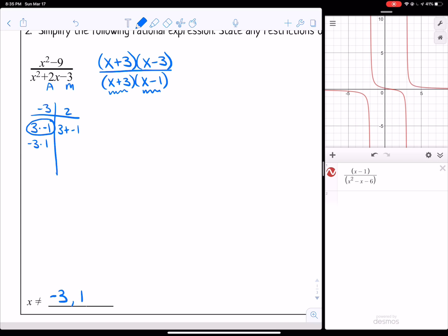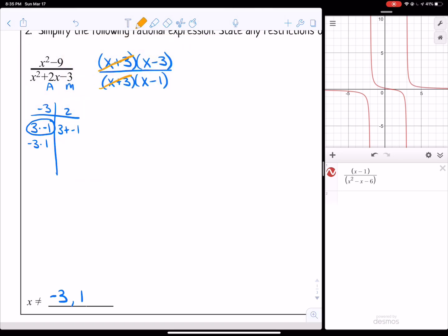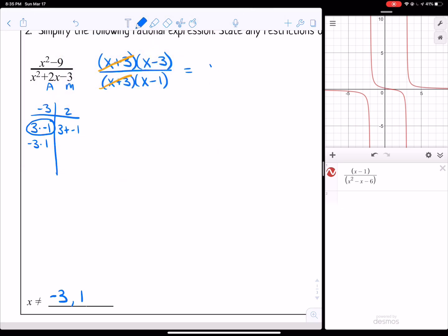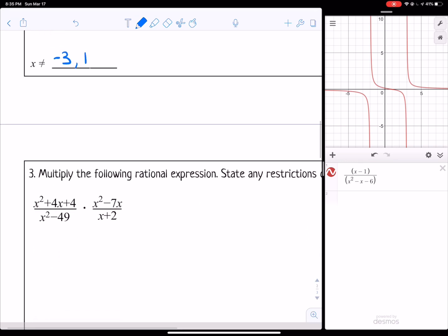So we say x cannot equal negative 3 or positive 1 because those would make the denominator equal to 0. And then we can simplify. So we can cross out the two that they have in common and bring over what's left. So showing your work is important and simplifying it is important. It's good to rewrite your answer so it's nice and clear and maybe even circle it for me. And then at the bottom, put the restrictions in that blank that says x is not equal to.